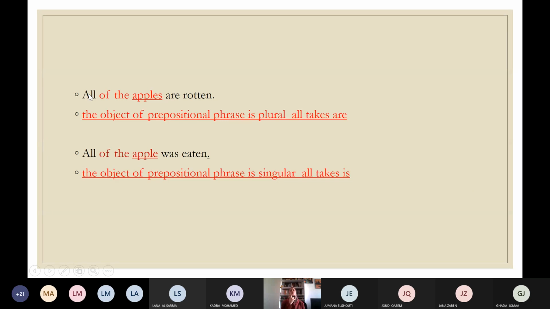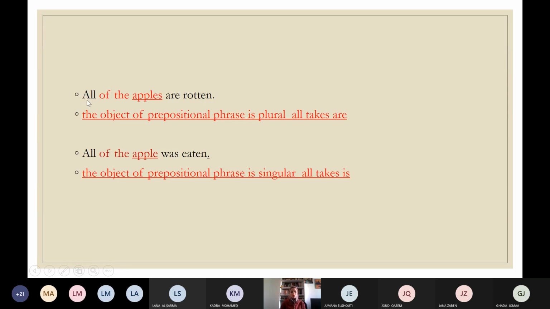Like in this sentence, all is what? Always singular? No. Always plural? No. All is a pronoun that sometimes comes singular and sometimes comes plural. So here, the sentence should be "all are rotten." All what, teacher? All what are rotten? All of the apples. The all sometimes comes singular, sometimes comes plural.